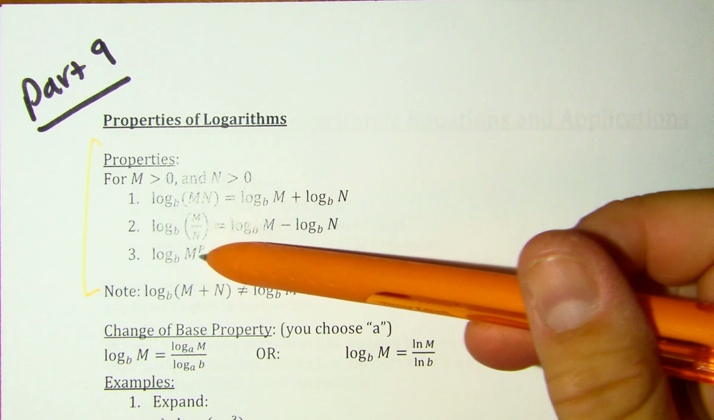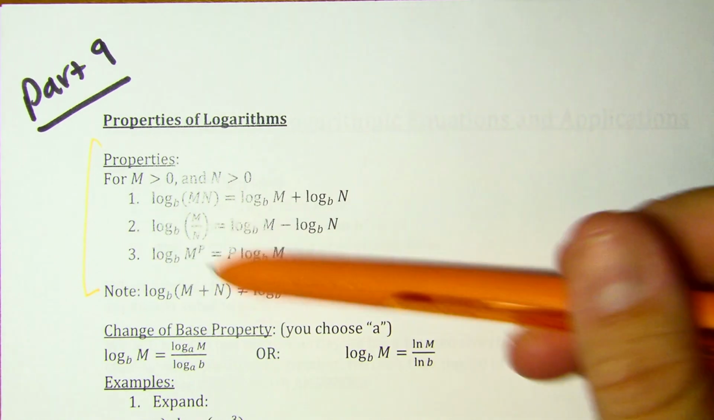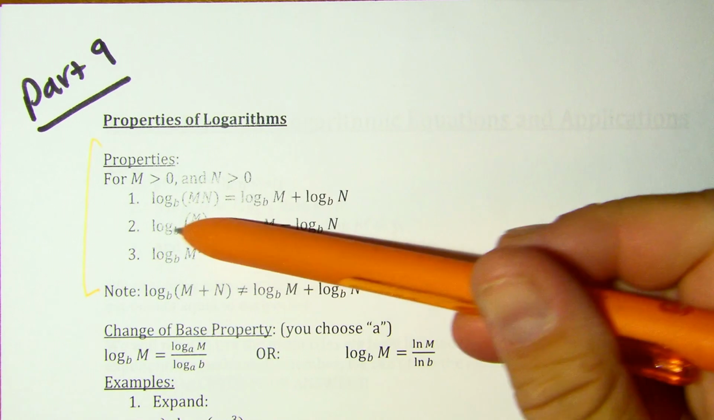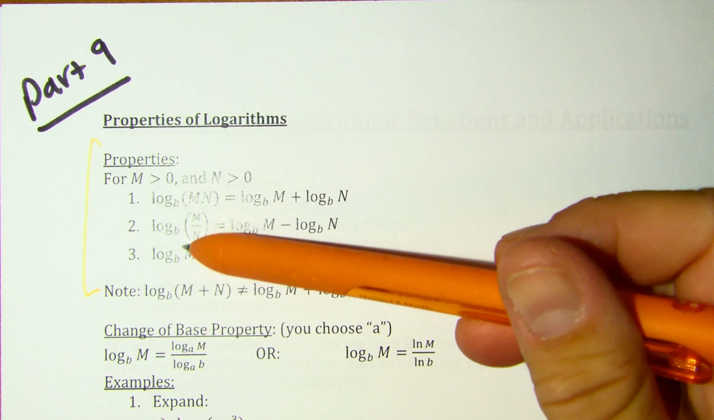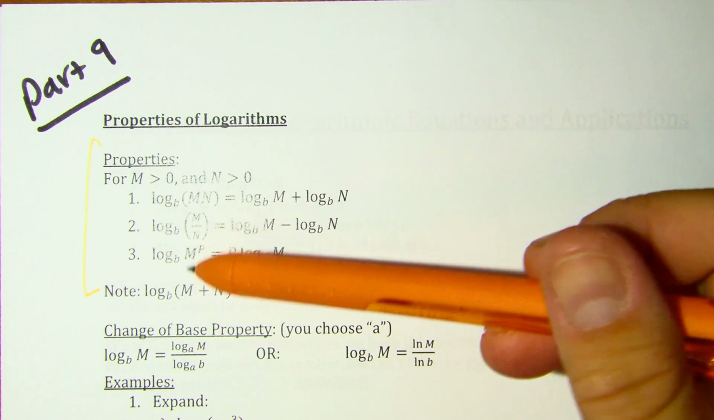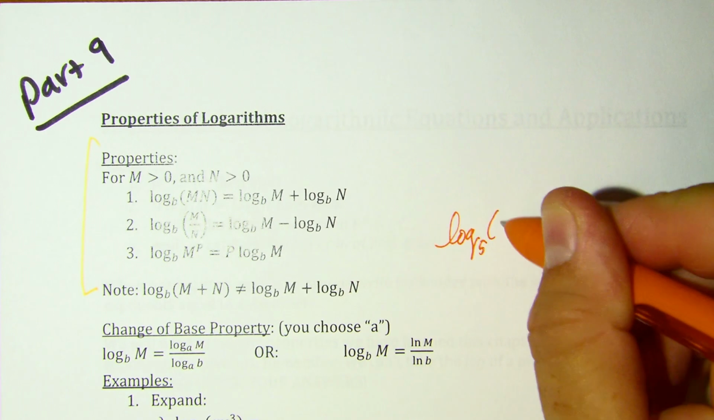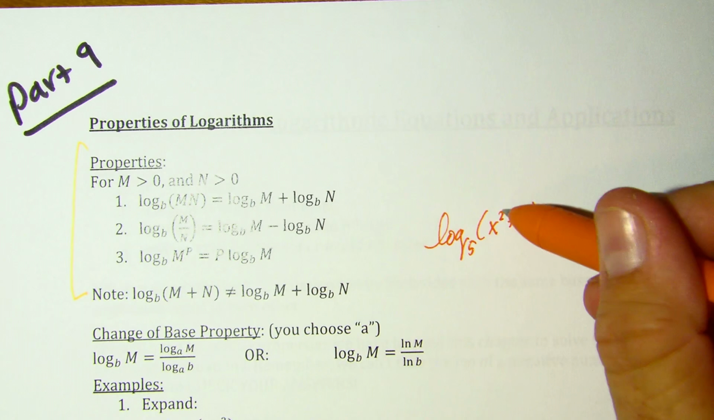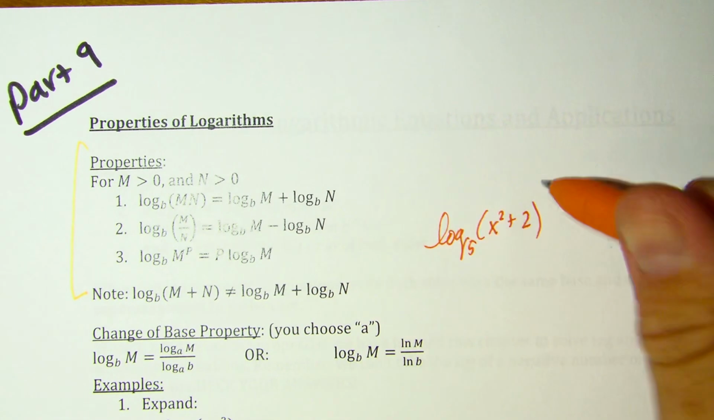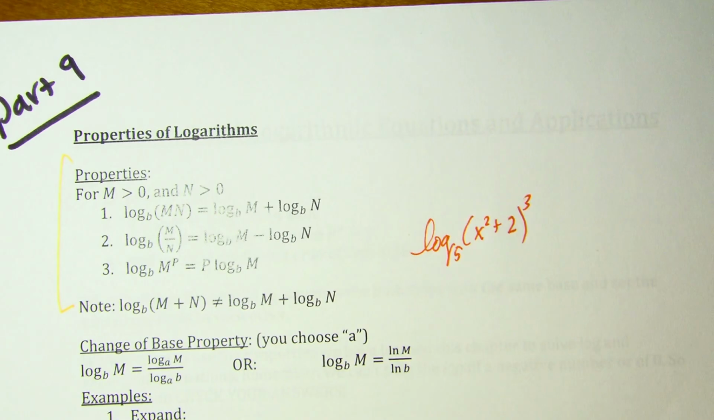And then the last property we're going to use here is that exponents can be changed into multiplication. So any exponent up here can be moved down in front of the logarithm. And that exponent has to be on the whole thing here. So if you had something like log base 5 of x squared plus 2, this exponent could not come out front. If you had an exponent out here, that's what could come out front.